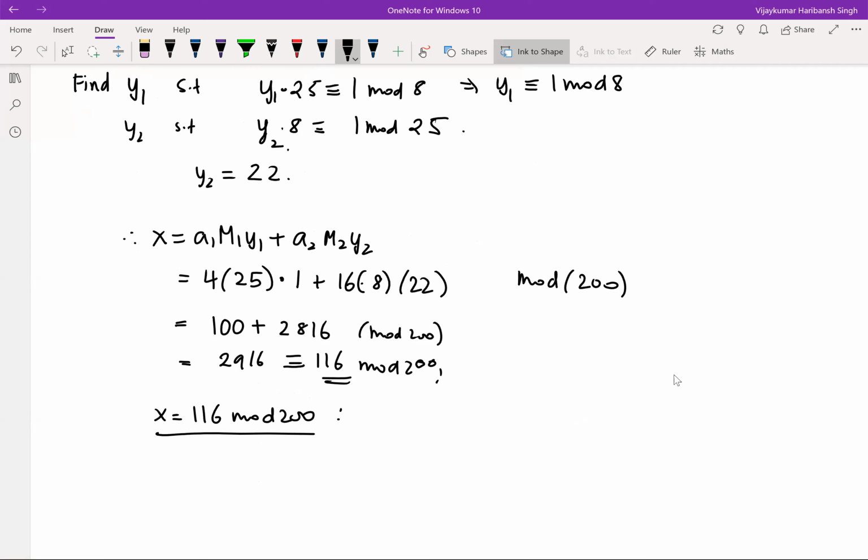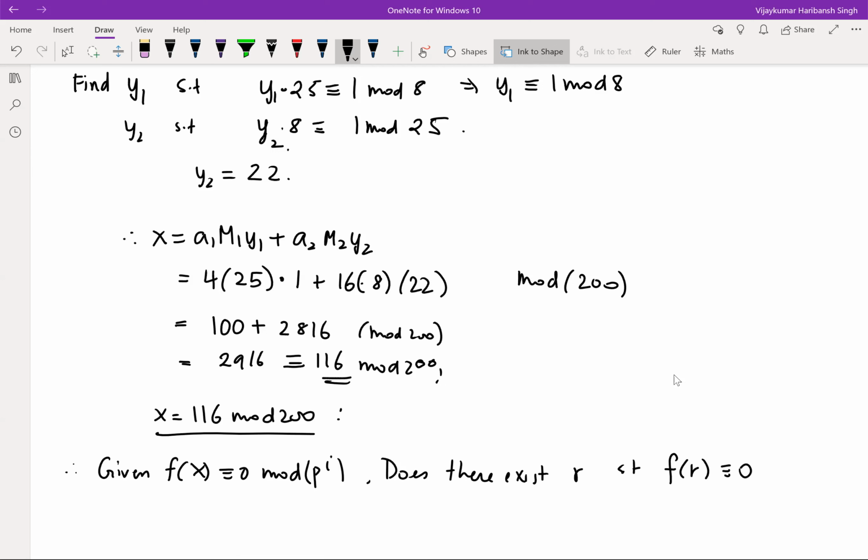There are a few questions we should ask here. Given f(x) congruent to 0 mod p^i, does there exist r such that f(r) is congruent to 0 mod p^(i+1)? Okay, so we'll discuss this later when we discuss Hensel's lemma. Thank you for your attention.